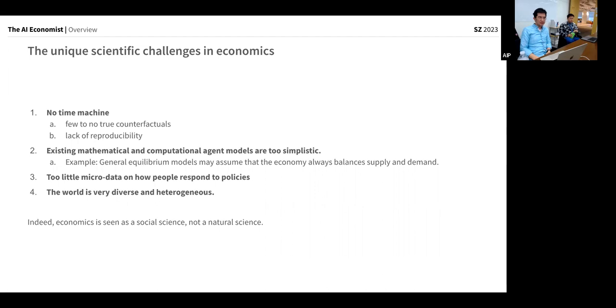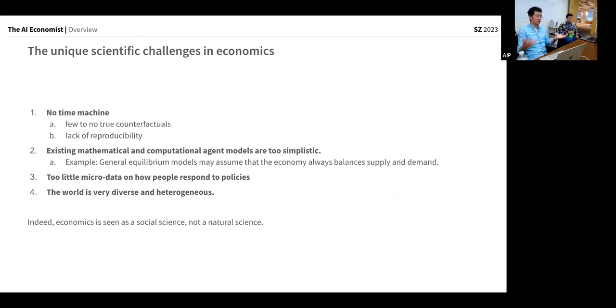And the second is that if you look at the math and the computational models that people have of the consumer, like the agents in the economy, they're too simple. For instance, people have very complex psychology, people have emotions, but these models don't include those emotions typically, right? And then there are other examples where in models, for instance, people say, if you look at a marketplace, in the long run, supply always meets demand, right? But that's not always true.